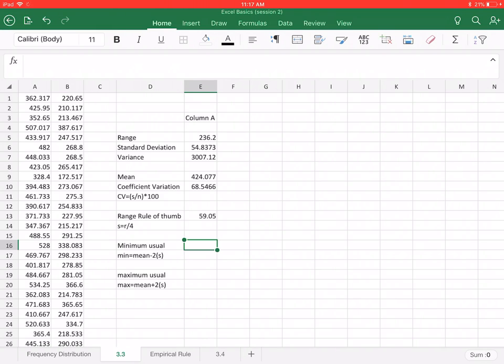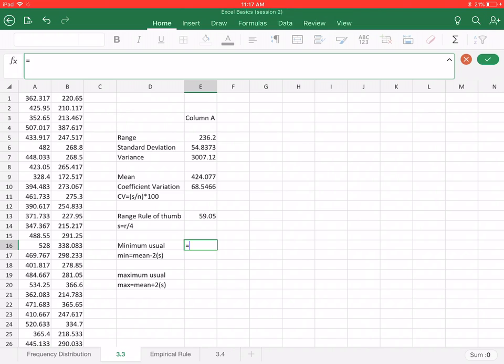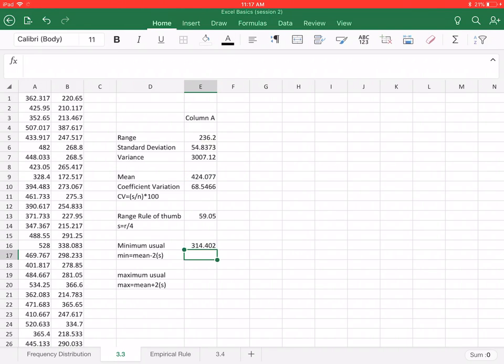So our minimum usual value is the mean of our data set minus 2 times the standard deviation, and we can also find the maximum by doing the opposite of that. Instead of subtraction, we would be doing addition. So again, we've already calculated the mean, so we can just click the cell with the mean in it, minus 2 times the standard deviation, which we've also already found, so we can just click that cell, and that's it. We don't have to do anything else. So it's super nice, and we're done.